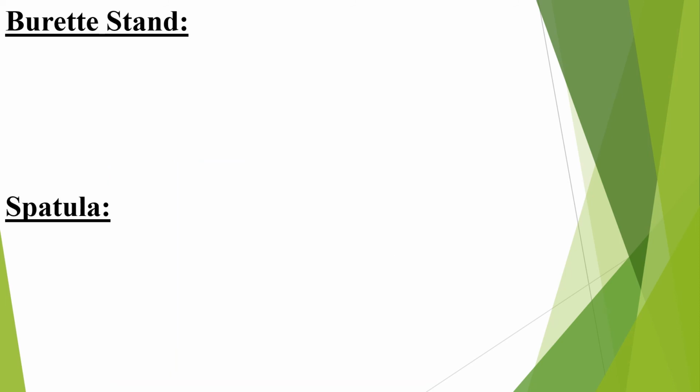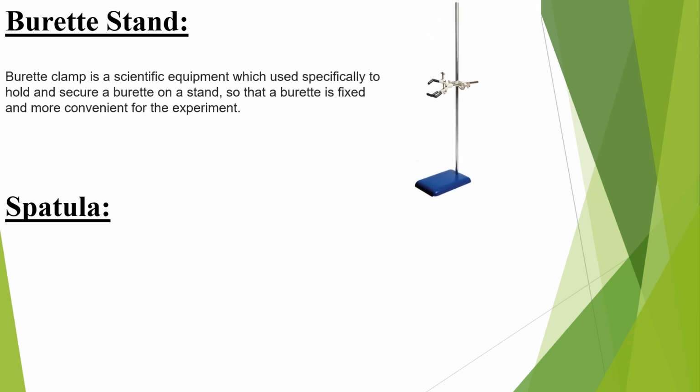Next, Burette Stand. This is Burette Stand. Burette clamp is a scientific equipment which is used specifically to hold and secure a burette on a stand so that a burette is fixed and more convenient for the experiment.